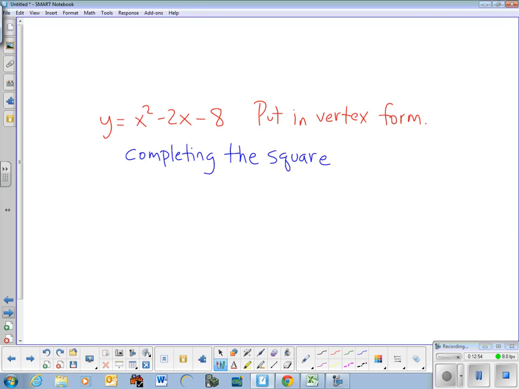From our original, let's separate that. Let's go x squared minus 2x plus blank equals minus 8, and then I'm going to leave that for just a minute. Here's how you complete a square.